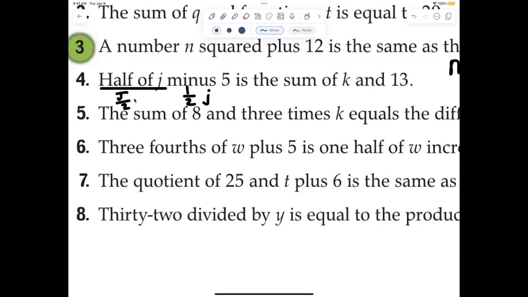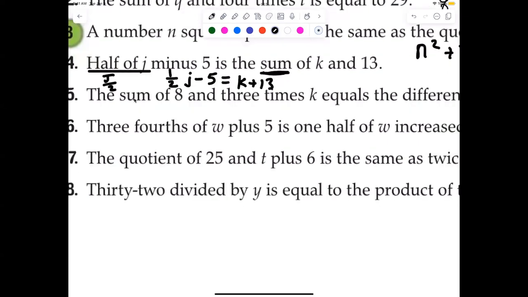All right, then what? So 1/2 of J minus 5 equals 13. Right? Equals what? 13. What does sum mean to do? K plus 13. There you go. K plus 13. I'm happy with that. All right. Very good. Miss Hayes, we're on number 5 now, girl. I want you to try this one.